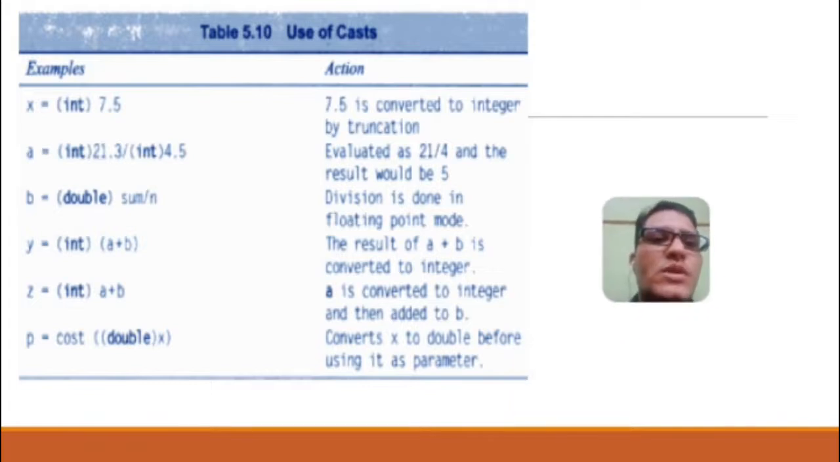Here is one simple example. This table shows x is equal to (int) 7.5. 7.5 is a floating point value, and you are forcefully converting it into an integer by mentioning int in parentheses. If you mention any data type within parentheses, you are converting the value into the required type. Here a is equal to (int) 21.3 by (int) 4.5. Then 21.3 will be converted to 21 and 4.5 is converted to 5, and 21 by 4 will be evaluated. Likewise, you are converting one data type to another.